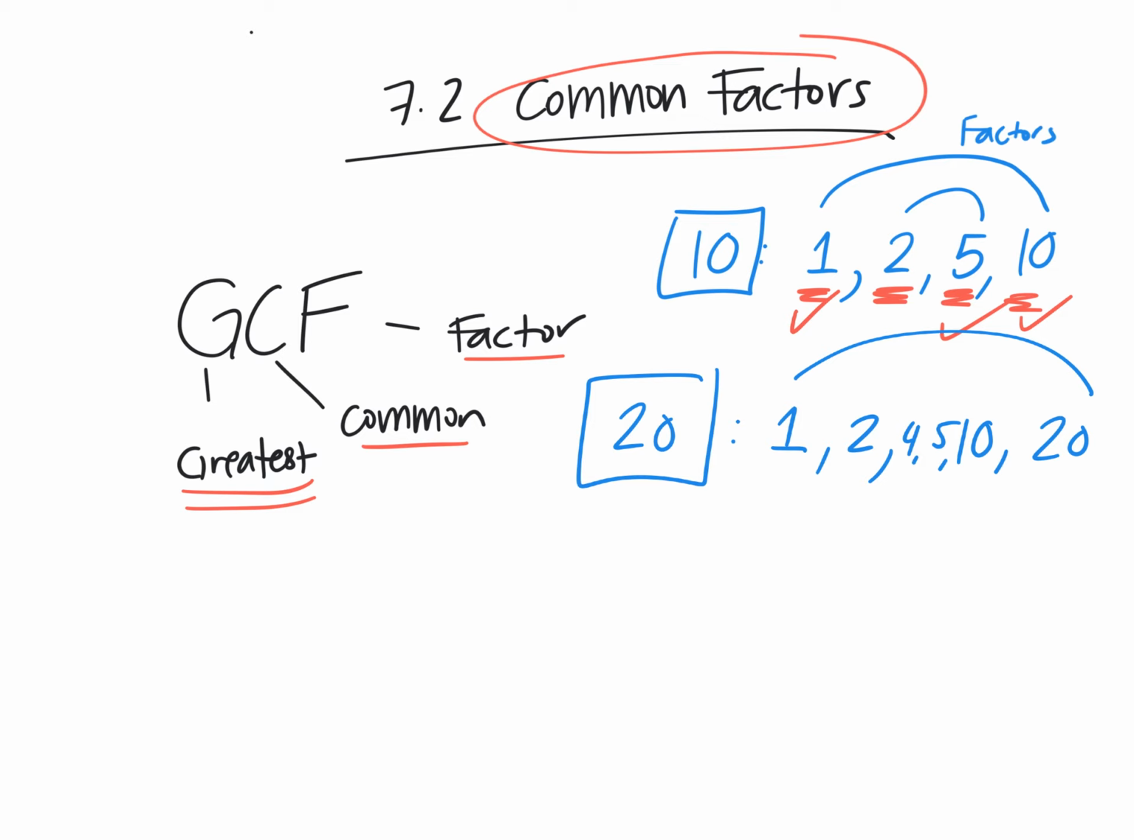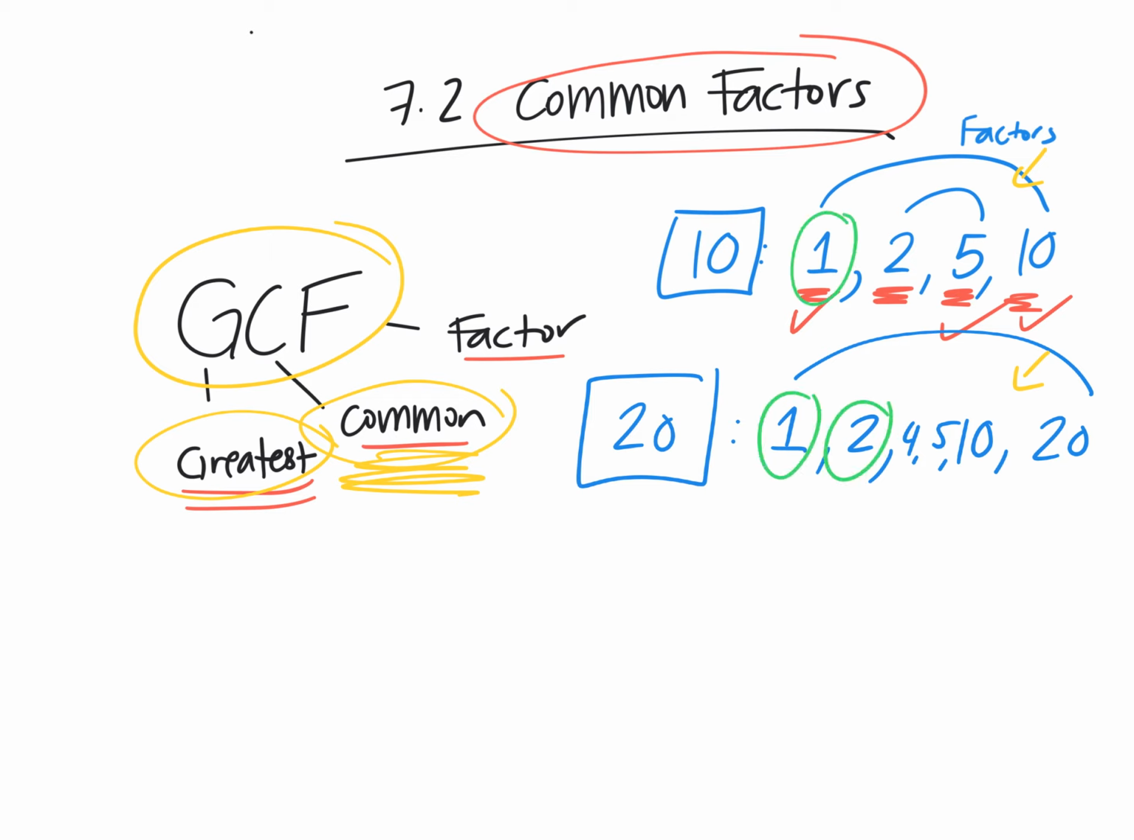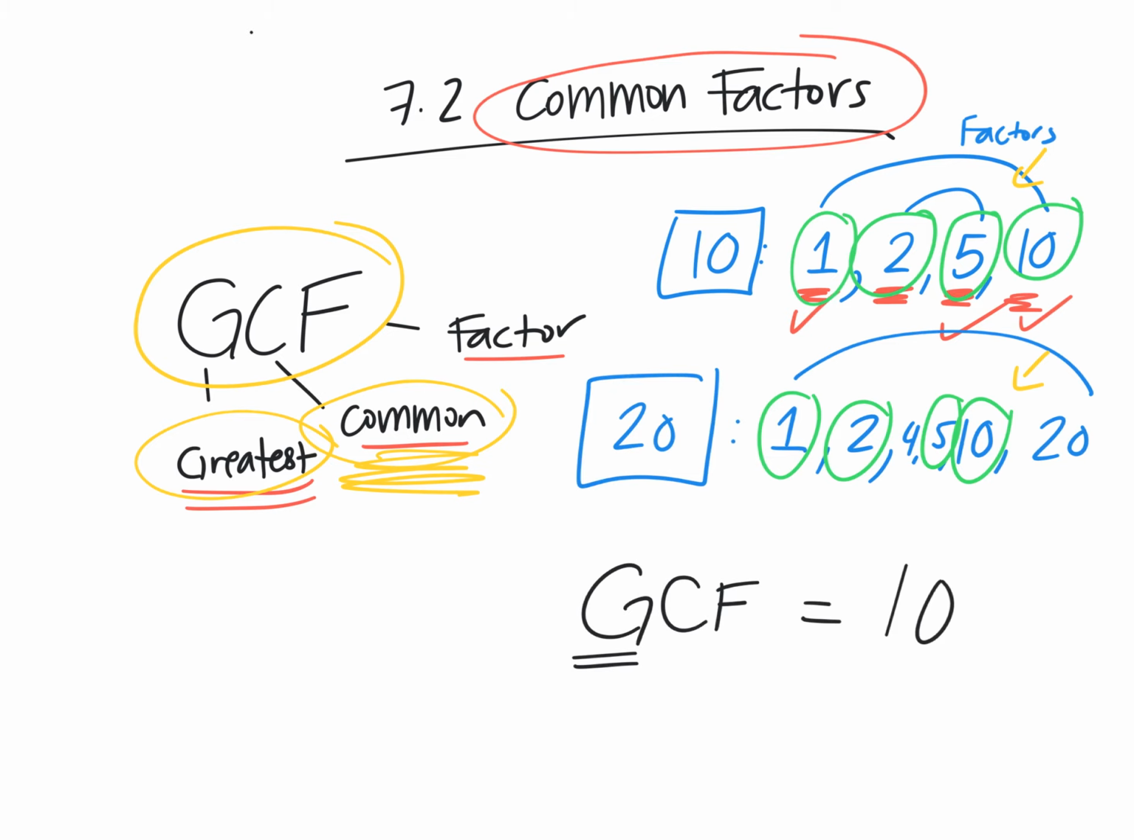Now, if I ask you to find the greatest common factor, you're looking for, so these are the factors of 10 and these are the factors of 20. What factors do they have in common? They have a 1 in common, they have a 2 in common, they have a 5, and they have a 10. Those are all the common factors. Which one is the greatest common factor? That's it.